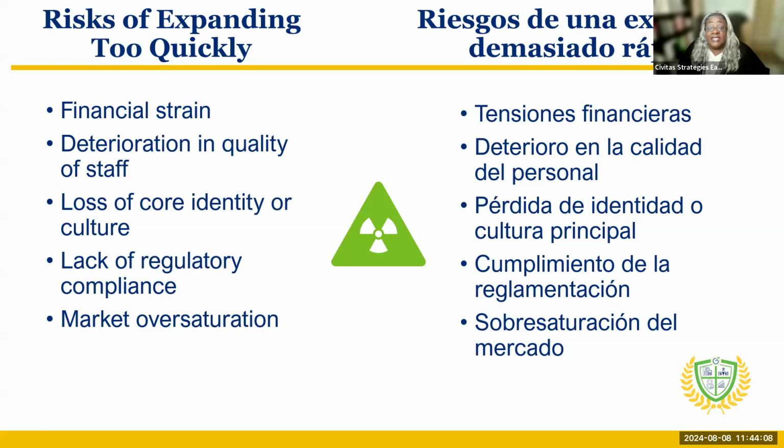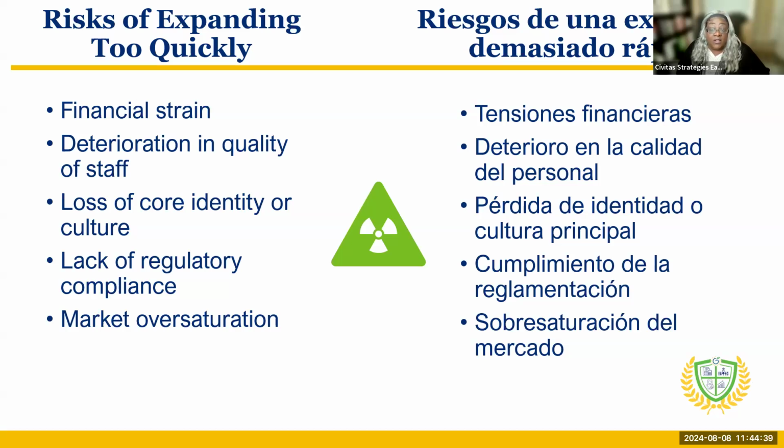Now, another risk is the potential for quality deterioration. Now, as a child care provider, the quality of care we offer is paramount. When expanding quickly, it can be challenging to maintain consistent quality across all aspects of your service. Now, this might include staff training, individualized attention to children, or adherence to your educational philosophy.